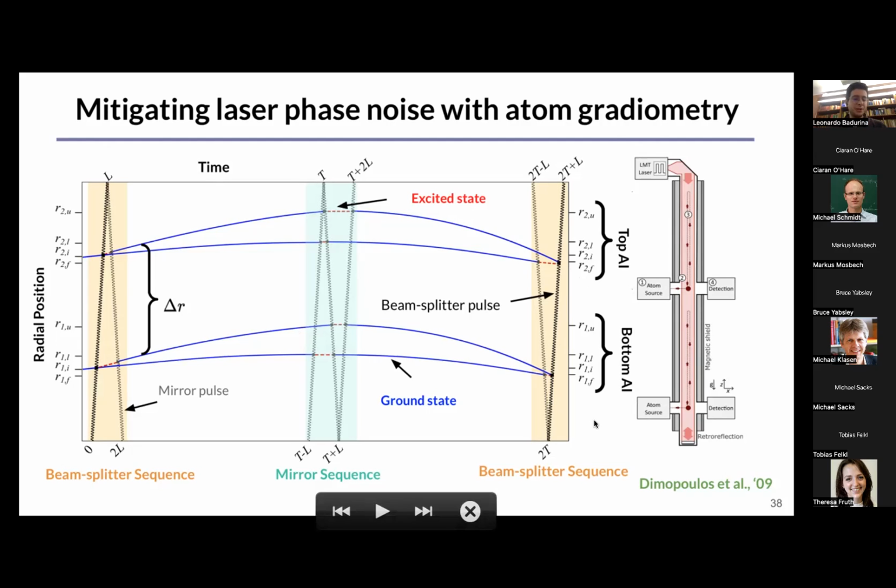So this is a very important concept. In fact, a lot of these vertical interferometers, like what I'm showing here, this is actually a plot from the AION experiment, will be operated in this way, with this differential type setup, precisely in order to get rid of laser phase noise.